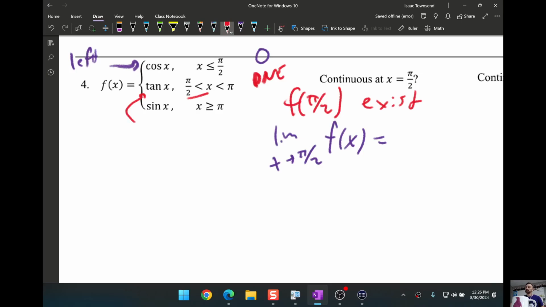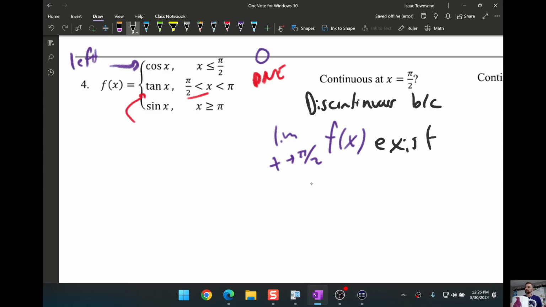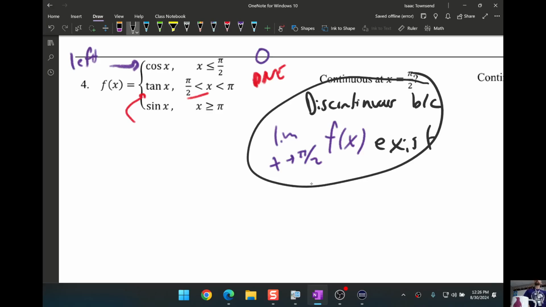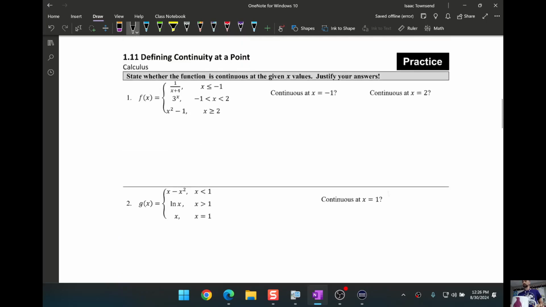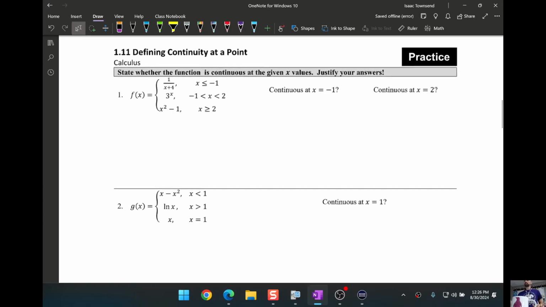So I would say it is not continuous, because this limit does not exist. The limit from the left has to equal the limit from the right. Zero and does not exist are not the same thing. So is that jump infinite or hole? That's a good question, but do we have to answer that on these? I don't know. I was just curious. No, you don't have to say the type here.